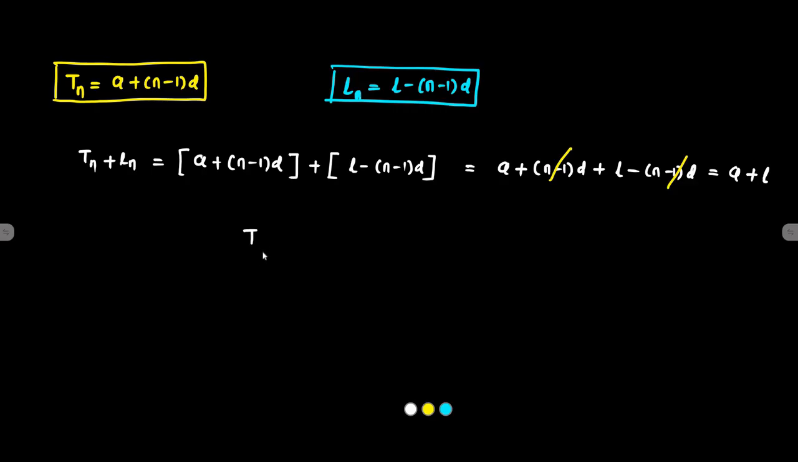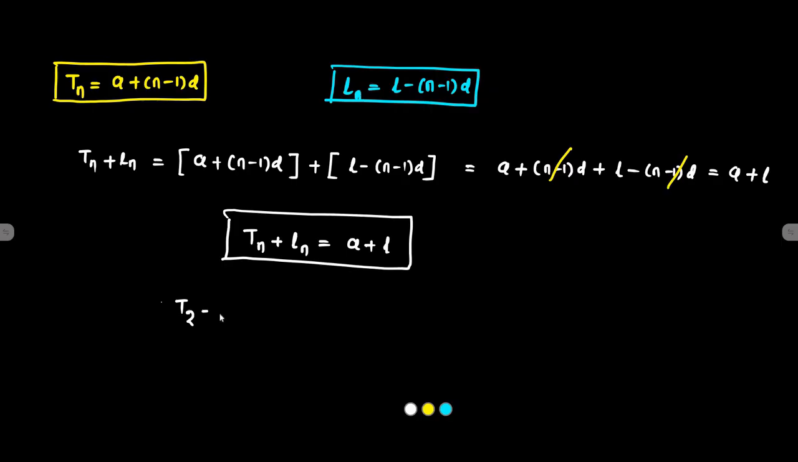So the sum of the nth terms from the beginning and the nth terms from the end, Tn plus Ln, is equal to A plus L. This is a very important conclusion, a very important formula. The sum of the second term from the beginning and the second term from the end, the third term from the beginning and third term from the end, the fourth terms, will always stay the same, that is the sum of the first term and the last term.